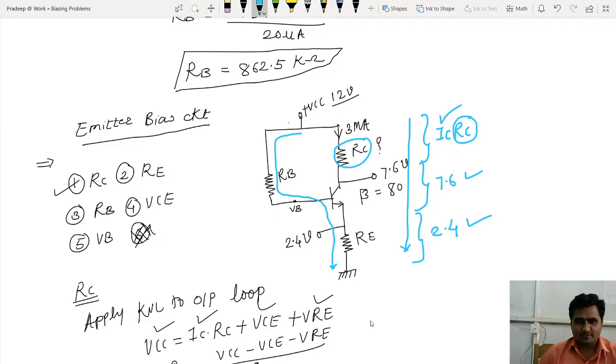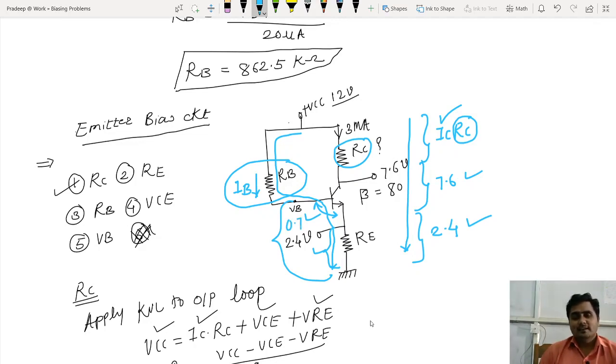This VCC is equal to the current flowing through this RB, I will call it IB, so it is IB RB plus this voltage plus this voltage, is it not? So cumulatively, the complete voltage is this VBE plus VRE. What is the value of VBE? It is 0.7, because we have assumed that I am using a transistor made of silicon material. So 0.7 plus 2.4 will be the cumulative voltage, plus the IB RB drop.